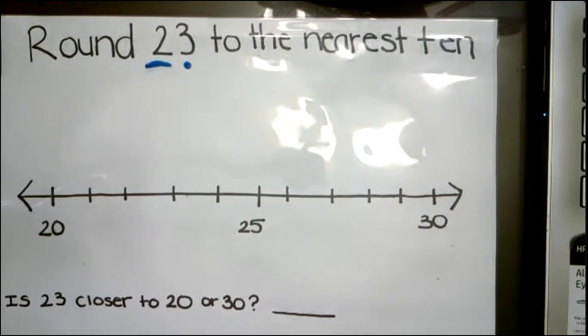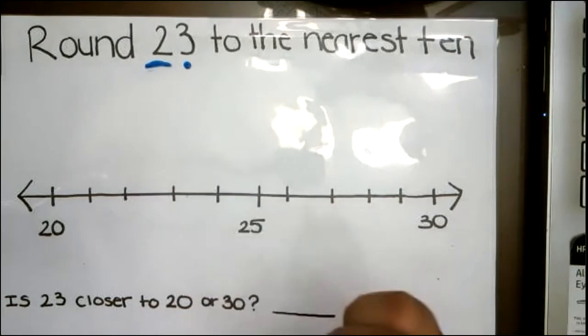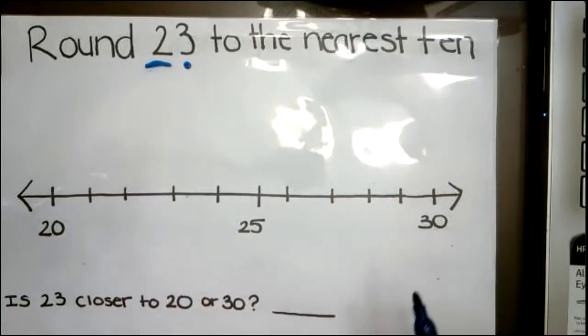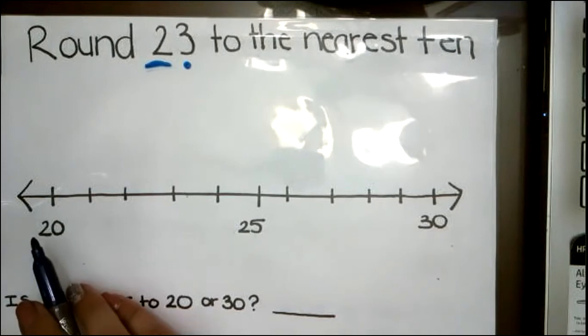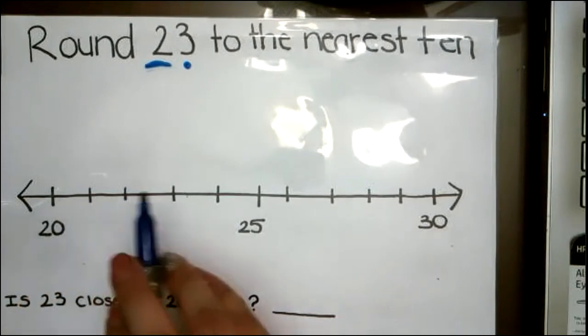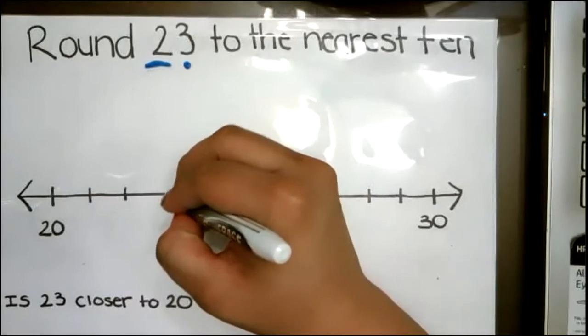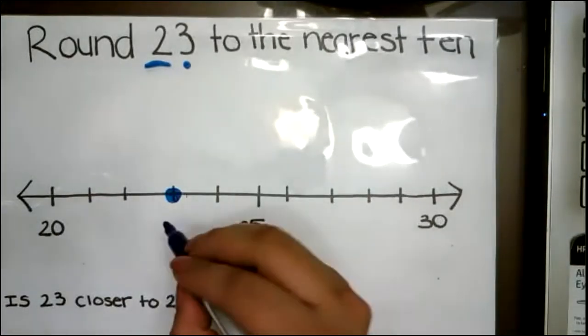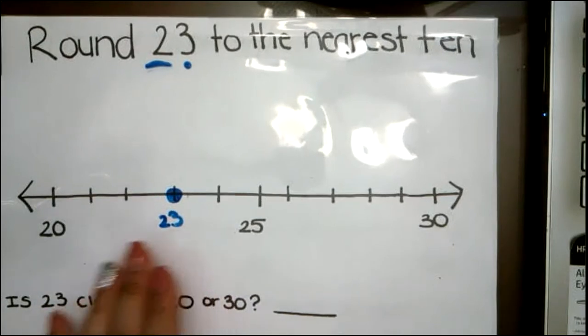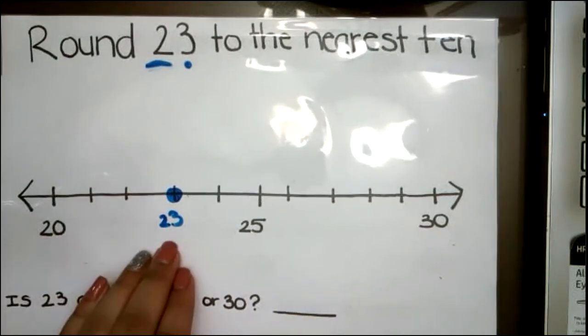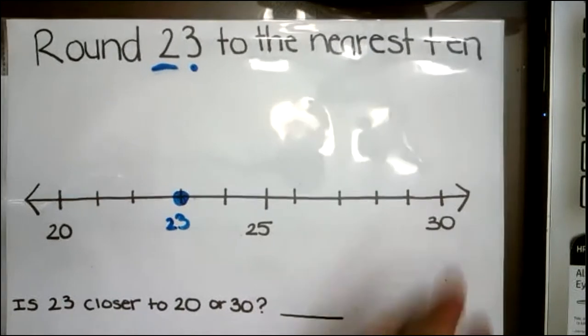We're going to use a number line to help us round. The first thing we need to do is find the number 23 on our number line. We have 20, 25, and 30 given to us, but we need to find 23. So we have 20, 21, 22, 23. I'm marking my number 23 on my number line. Now the next step: is 23 closer to 20, or is 23 closer to 30?